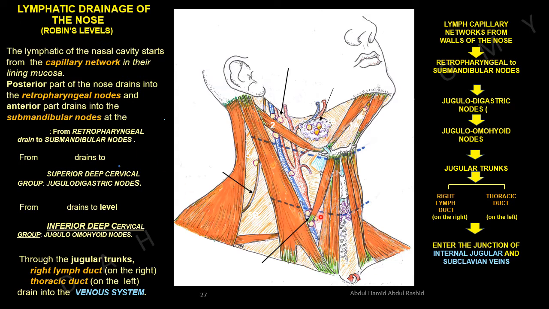From the level 4, lymph will drain to the jugular trunks, that is right lymphatic duct on the right side and thoracic duct on the left side, drain to the venous system.